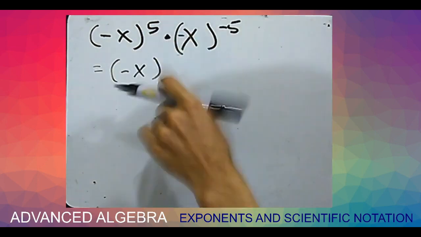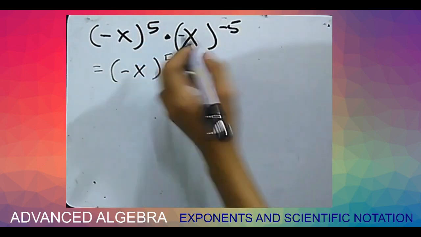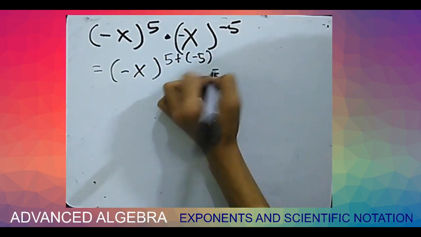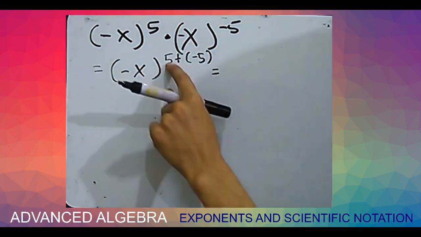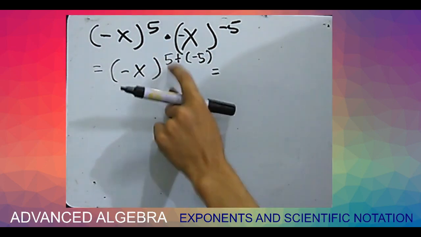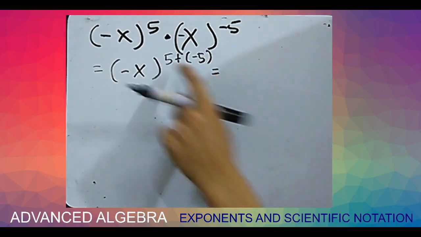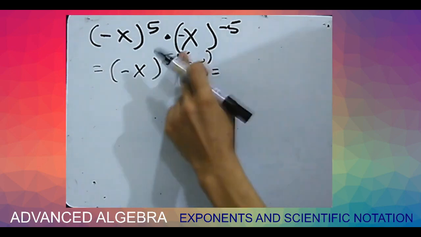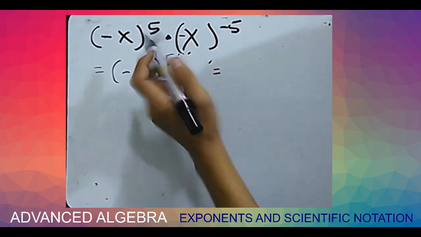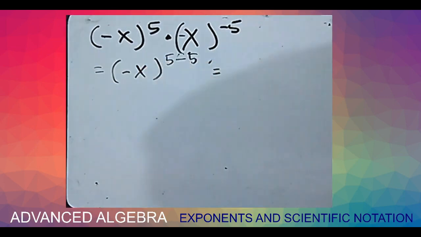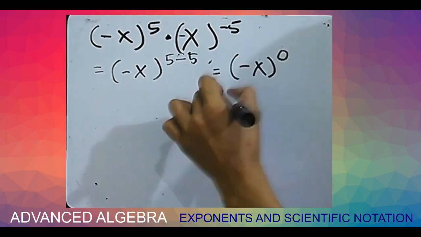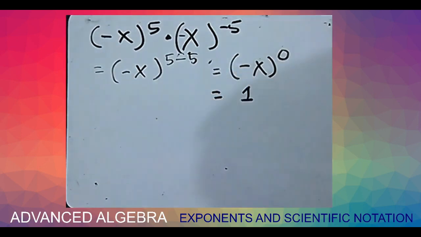Next, papansinin natin yung exponent. May napapansin ako, magkaiba sila ng sign, di ba? Positive 5, then negative 5. Pag ganyan, magiging 5 minus 5. Okay? Diretso na natin 5 minus 5, kasi positive times negative is negative. So 5 minus 5 is 0. So negative x to the 0 power is equal to 1.